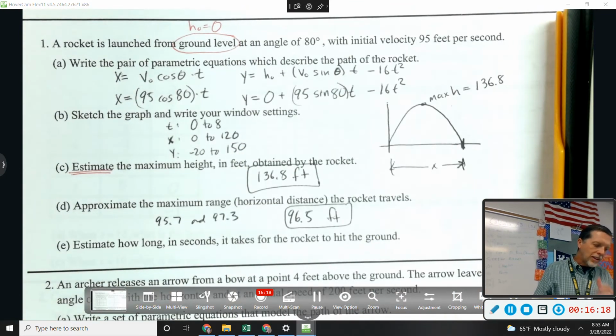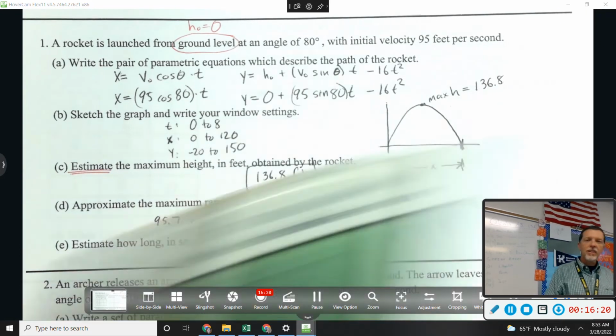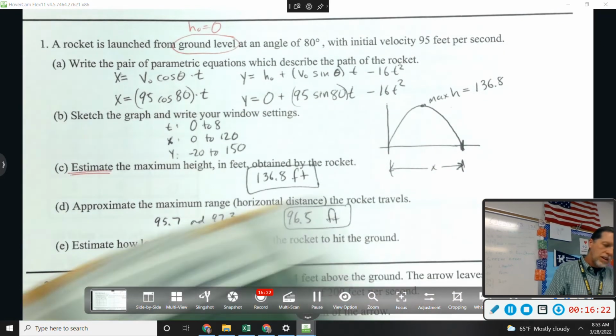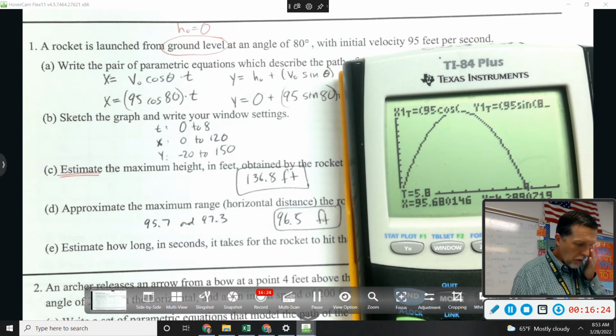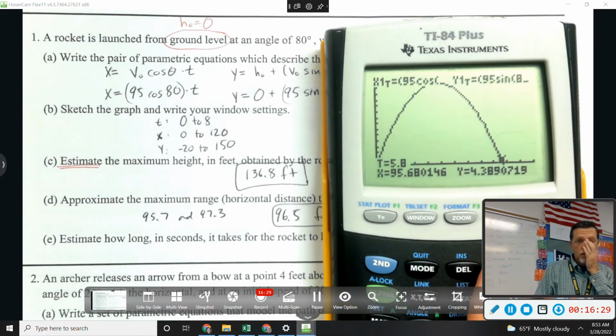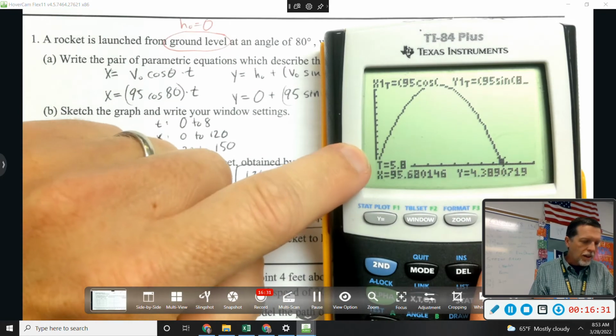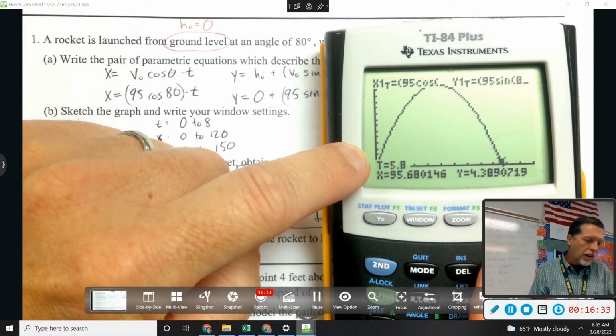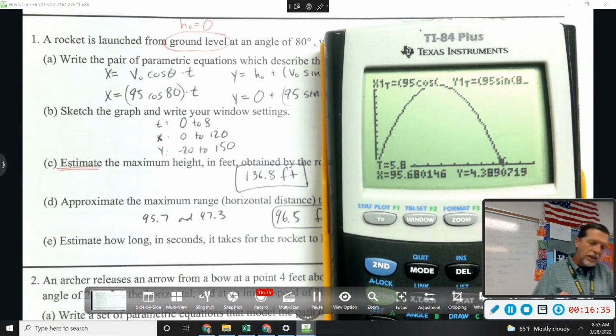Estimate how long in seconds it takes for the rocket to hit the ground. 5.8. So that's right where we were, between 0 and 8. 5.85. And we're looking at T. Somewhere between 5.8 and 5.9. So how about 5.85?